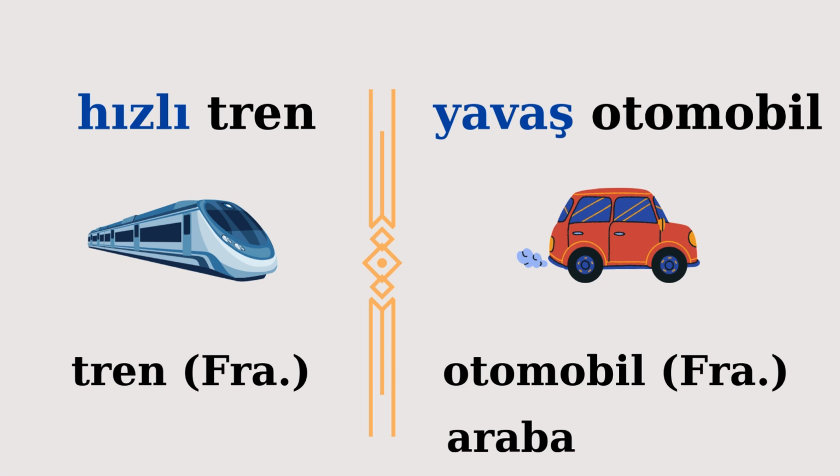Here, otomobil means car. It's a French word. Also, in Turkish, we use the word araba to define a car.